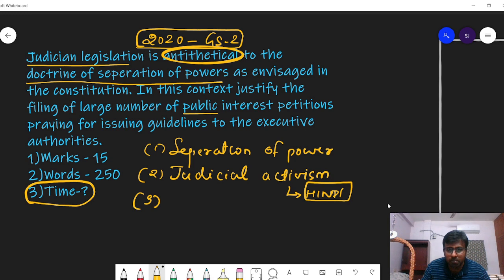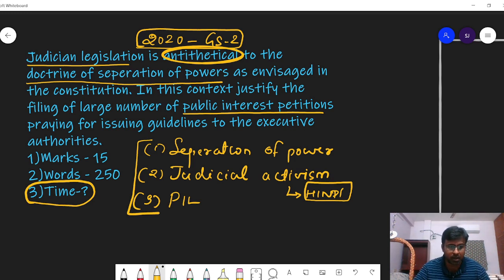So the third important word here is public interest litigation. These are the three things that we have to address. We have to address what is the separation of powers, how judicial activism is antithetical to the separation of powers, and how public interest litigation helps in solving all these problems, which we are going to see.